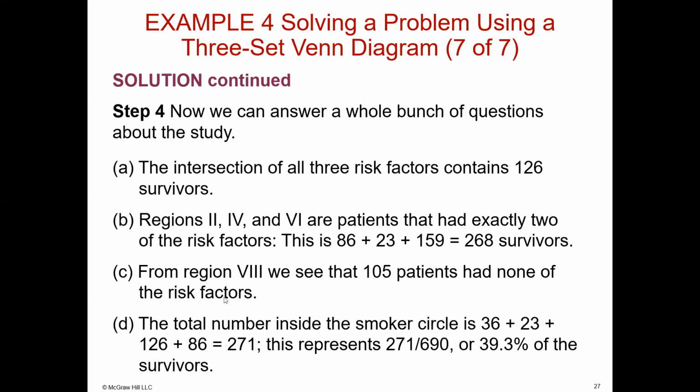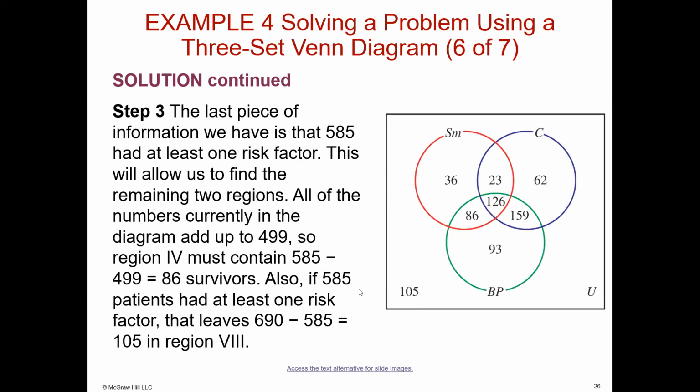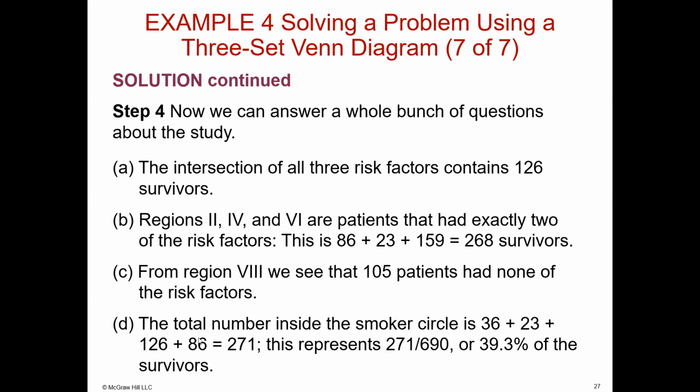268. Now, how many patients had none of the risk factors? Well, that would be what? 105. Finally, the total number.